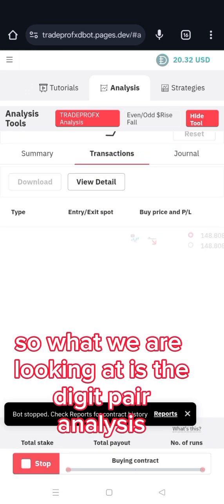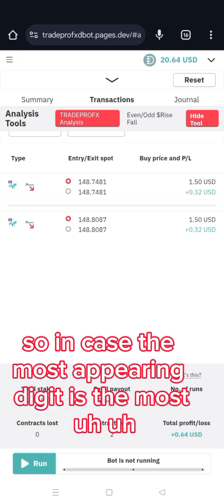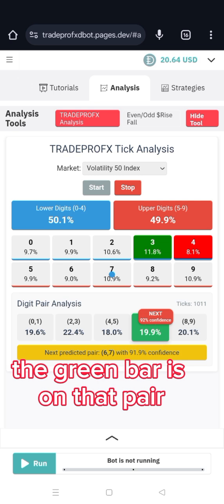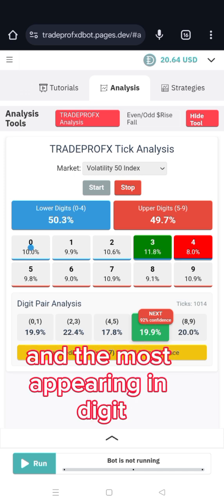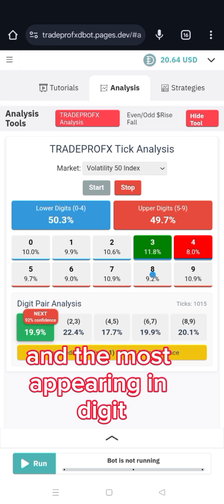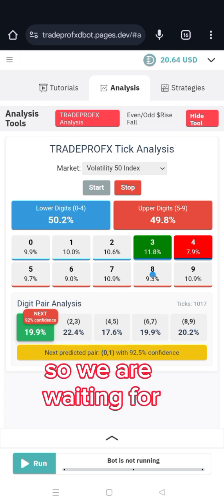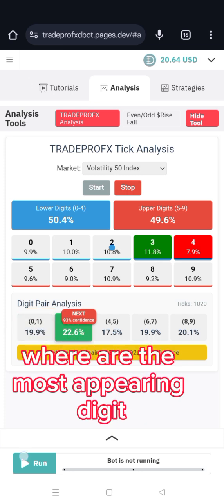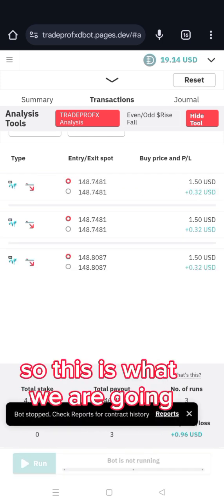So what we are looking at is the digit pair analysis. The green bar is on that pair, with the most appearing digit. So you can see digit 3 is the most appearing digit. So we are waiting for the digit pair analysis to be either on digit 2 or 3, where the most appearing digit is. You click run immediately. So this is what we are doing.